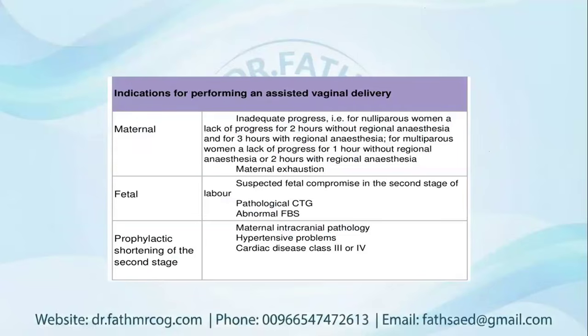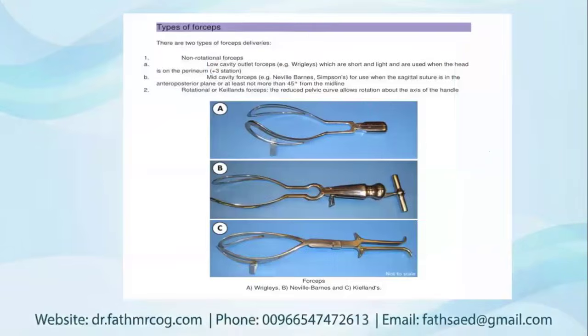The indication for performing assisted birth can be maternal, can be fetal, can be prophylactic shortening of the second stage of labor, if we have maternal intracranial disease, or the patient is hypertensive or has cardiac disease. If you remember, we have one exam question. They will tell you the patient is class 3 or 4. Usually, the patient will go for elective cesarean section, it will be better. But if the patient came in labor in the second stage, you can help the patient by forceps.